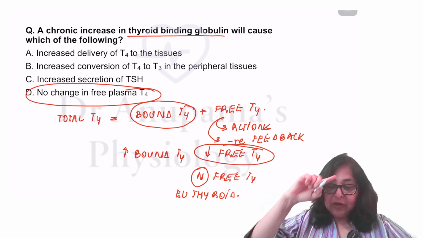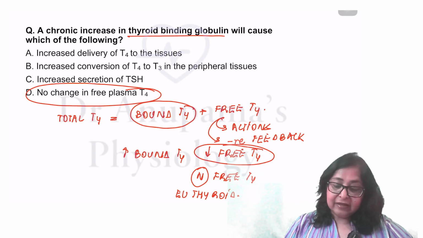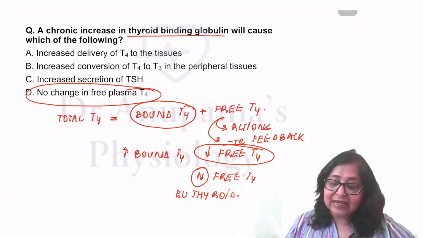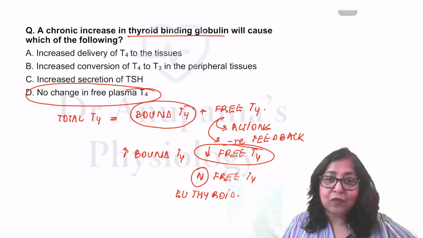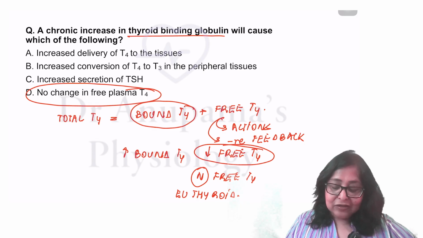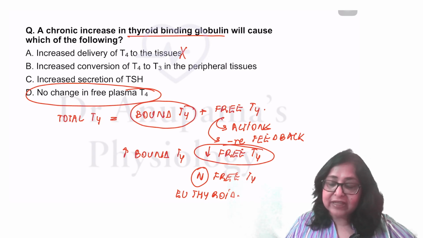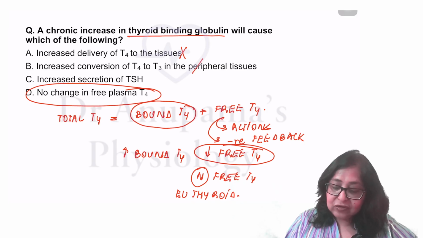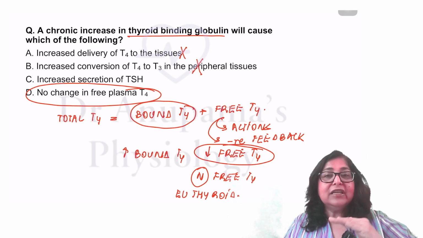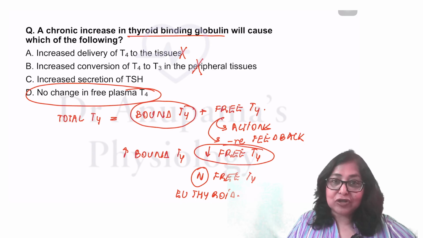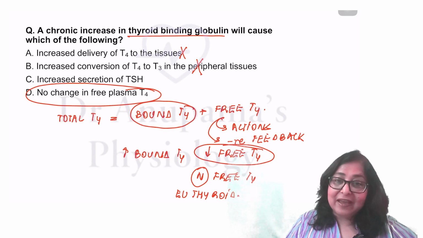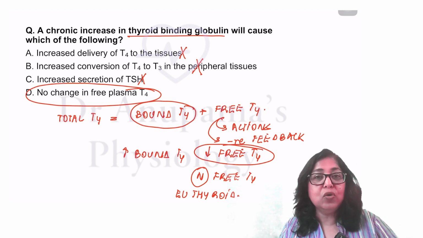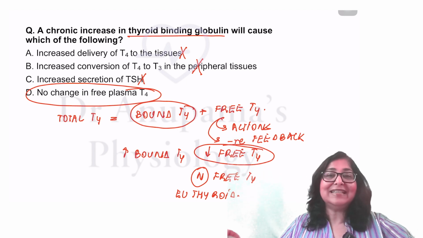So let's have a look at the other options as well. Is there going to be increased delivery of T4 to the tissues? Yes, there is an increase in total T4, but free T4 is normal. So this is not correct. Increased conversion of T4 to T3? Again, T4 is normal. Increased secretion of TSH? T4 is normal, so TSH secretion also will eventually become normal. So the best answer here is no change in plasma T4.